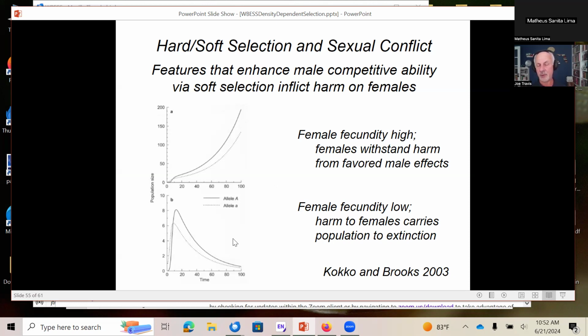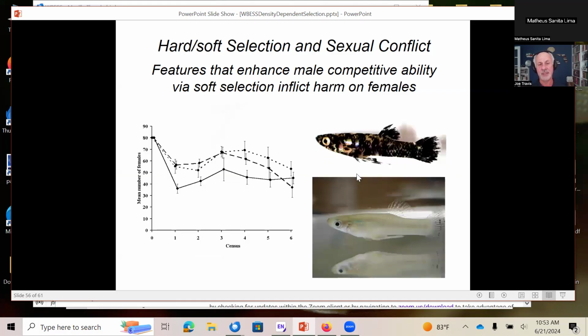The general point being that sometimes the very males that are favored by sexual selection, which is density dependent, could induce a change in population dynamics through the pleiotropic effects on the harm they inflict on females. And to show you this is not simply a function of Drosophila, I show you this graph from studies of mosquito fish done by my former graduate student, Lisa Horth.